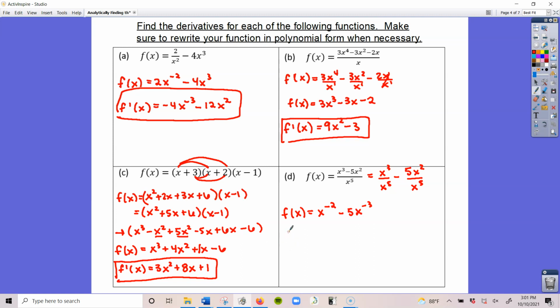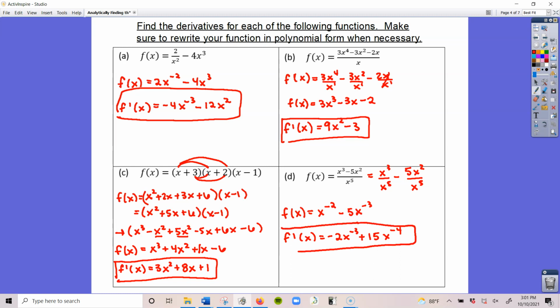Now we're ready to take that derivative. So f prime of x is going to equal negative 2x to the negative 3 plus 15x to the negative 4. And this would be my answer.